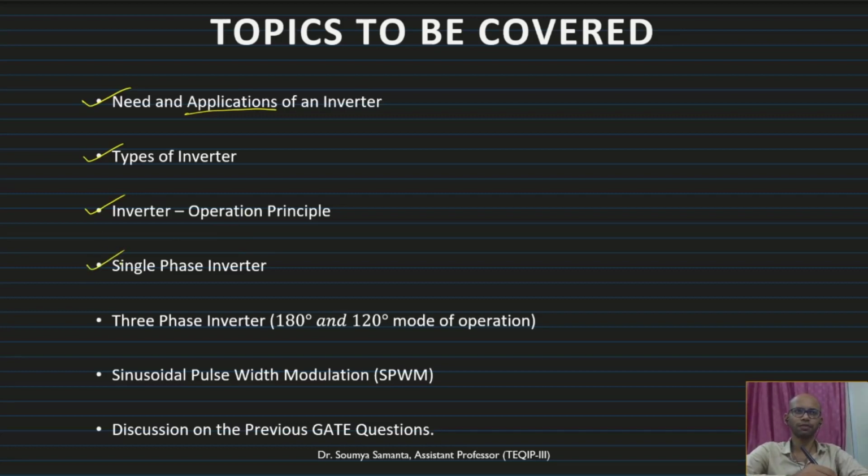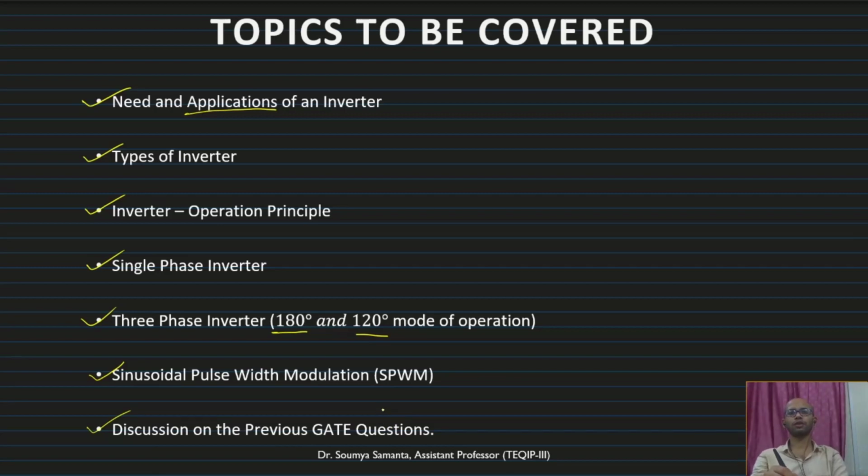Subsequently we will discuss single phase inverter, three phase inverter, both voltage source inverter and current source inverter. Specifically for voltage source inverters we will discuss 120-degree mode of operation and 180-degree mode of operation. Those two we will discuss under three phase inverter. Then we will discuss the Fourier analysis of these inverters, and finally we will discuss the pulse width modulation. Why do we require the pulse width modulation at all for inverter operation? Those things we will discuss, and finally we will conclude with the discussion of some GATE questions from previous years' question papers.